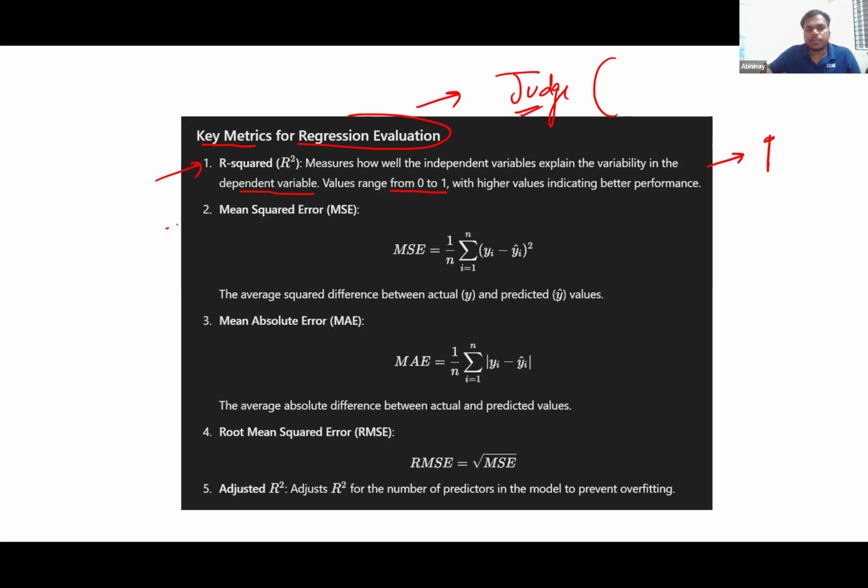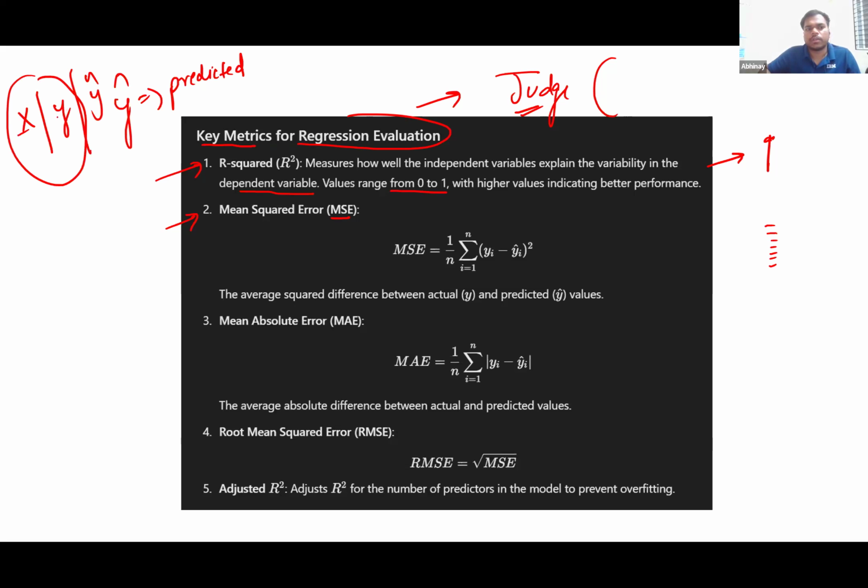After that, we have one more parameter called mean square error, or MSE for short. MSE stands for 1 upon n, where n is the total number of data points you have, the number of rows, and then the sum of yi minus yi cap squared. Here yi cap is the predicted value for every x and y. So it is the average squared difference between your actual and your predicted value.